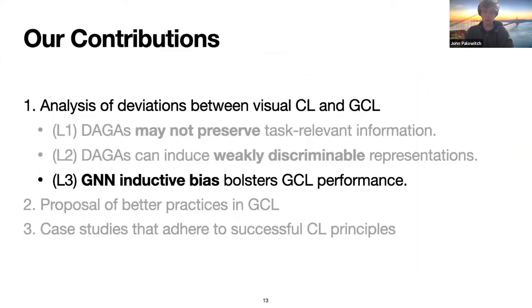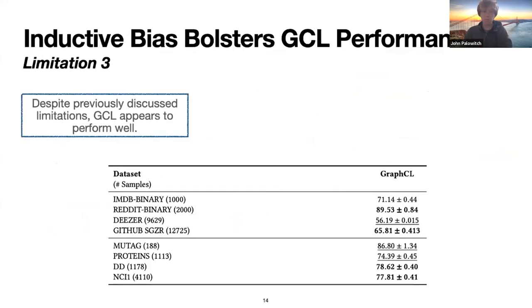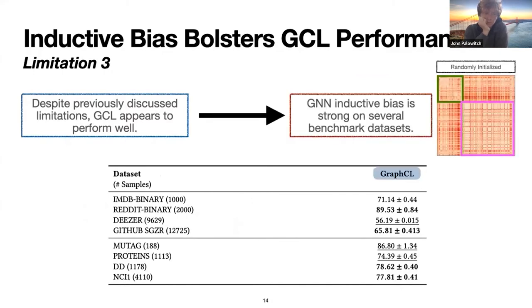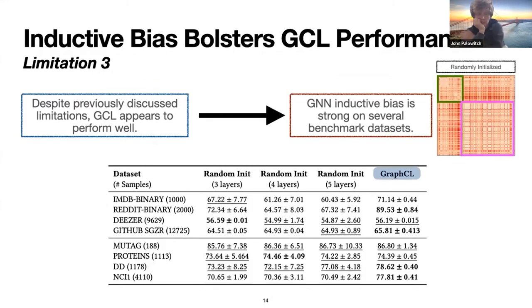Next, we investigate the role of inductive bias of GCL in more detail. Despite the previously discussed limitations, GCL appears to do well across several datasets. We find that one factor that may be bolstering its performance despite the limitations we saw is the inductive bias of untrained models. Indeed, on several datasets, we find that randomly initialized models perform comparably to GCL, suggesting that this may be a hidden mechanism that may be helping out GCL performance. In the appendix, we look at various different architectures as well to see how this manifests.